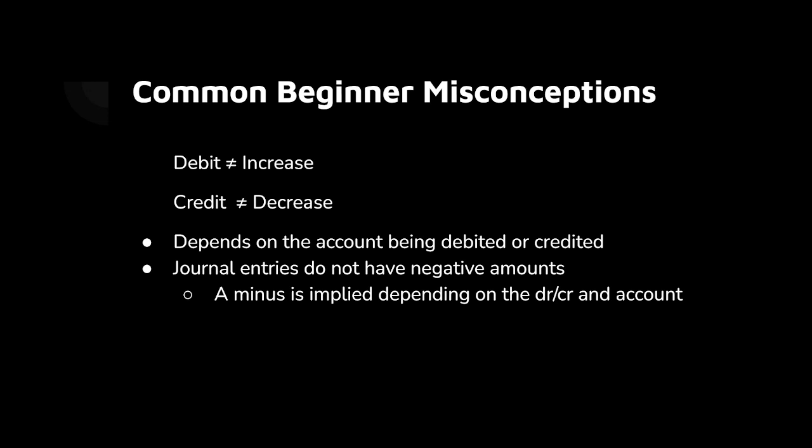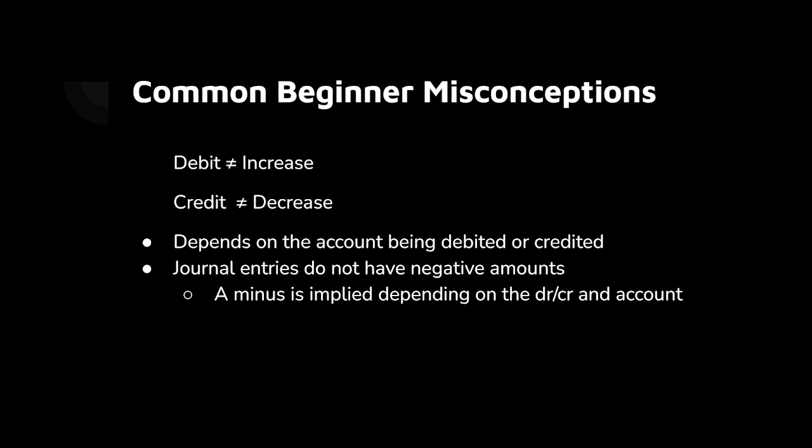Another minor thing is that journal entries do not have negative amounts. A minus is implied depending on the debit or the credit and the account. And we'll see more of this in examples further on.